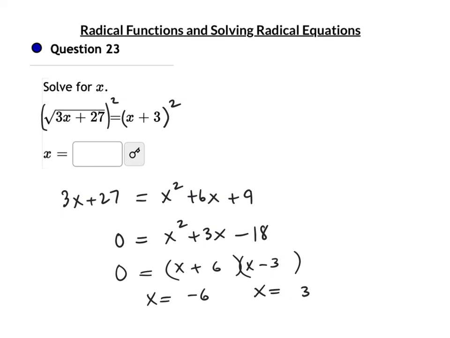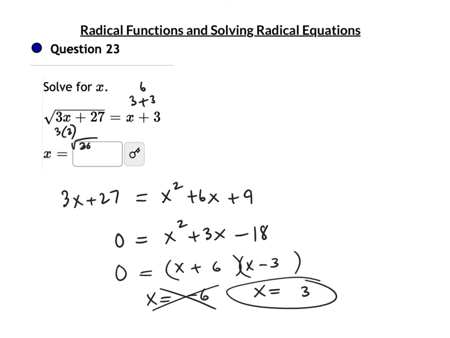Check to see if they work in the question. Plugging in -6, -6 plus 3 is -3. That's not going to work. A square root can't be equal to a negative. When I plug in 3, 3 plus 3 will be 6. 3 times 3 is 9 plus 27, which is the square root of 36, which is also 6, so it works. X equals 3 is your answer.